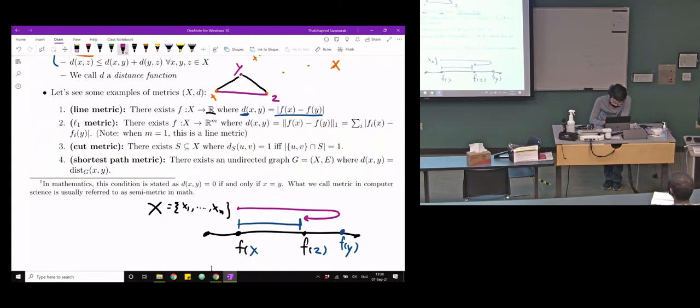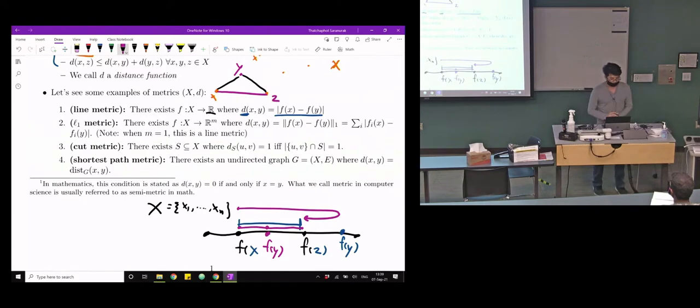And if Y is here, that's fine too, because from X to Y, and then from Y to Z, still at most the blue distance. Right. And yeah, there are others, so this is something that we have very good intuition about.